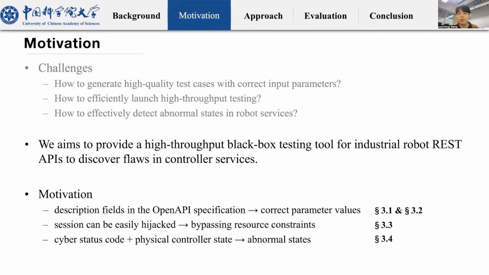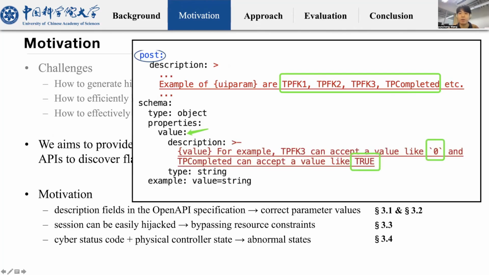So we aim to provide a high throughput black box testing tool for industrial robot REST service to uncover flaws in robot controller. We have three key motivations to help us achieve this. Firstly, each operation parameter in the OpenAPI specification may include a description field, which often contains valid examples of parameter values. This can be used to generate high-quality test cases.